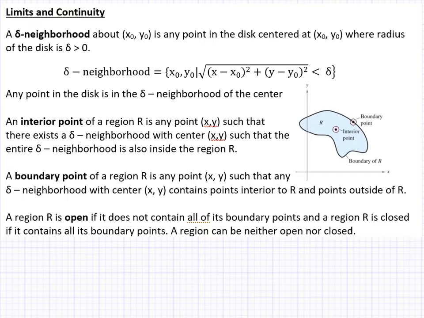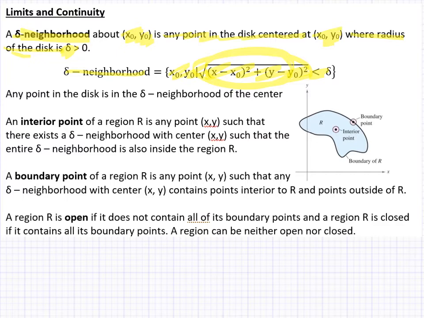So a couple of terms we need to get into. One, it's the concept of what we call a delta neighborhood. Okay? So we can look at the definition. In this case, a delta neighborhood about some point, say x sub 0, y sub 0, is any point in the disk centered at x sub 0, y sub 0, where the radius of the disk is delta, which is greater than 0. And the neighborhood could be defined using this definition. In this case, here's your circle formula, and that would represent the radius that is somehow in this delta.